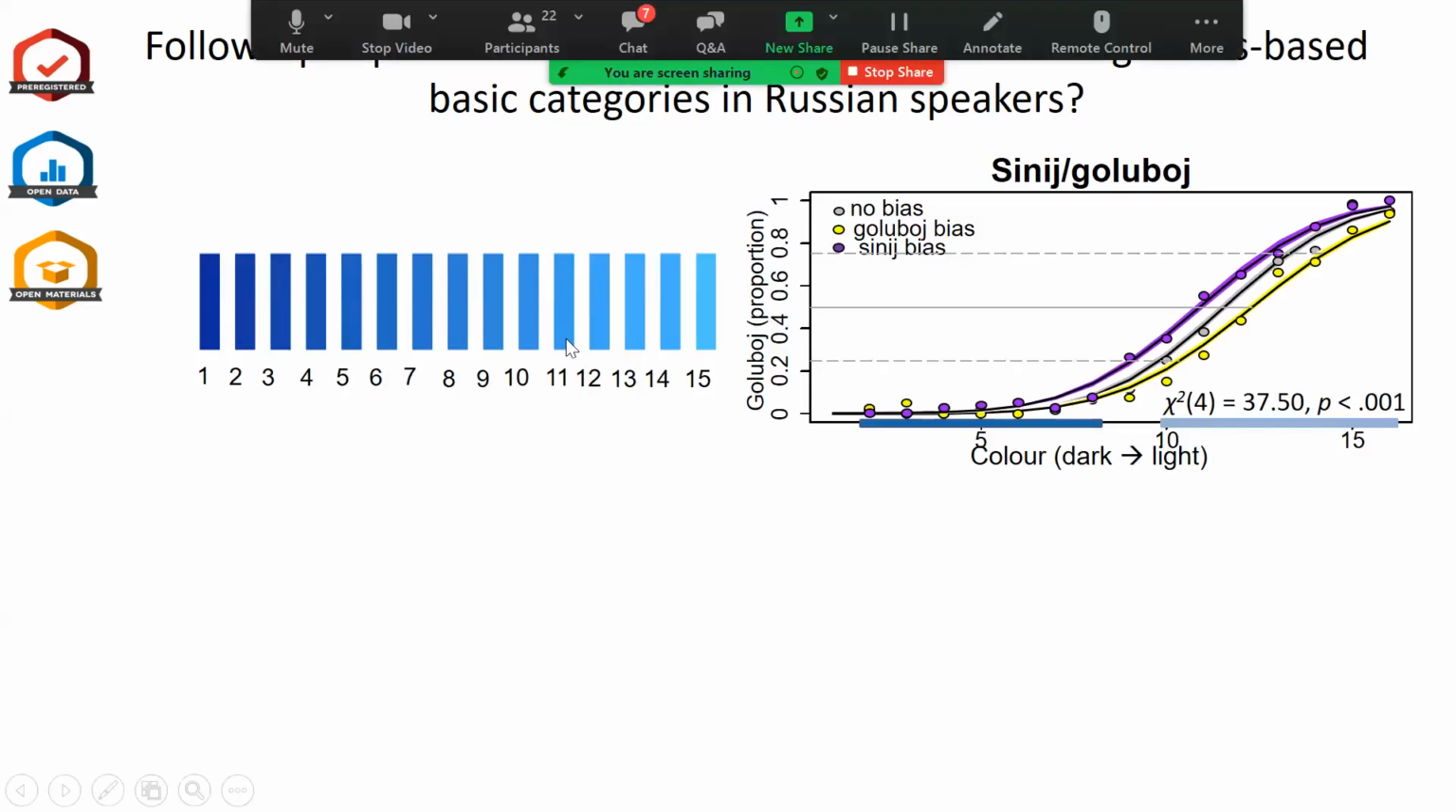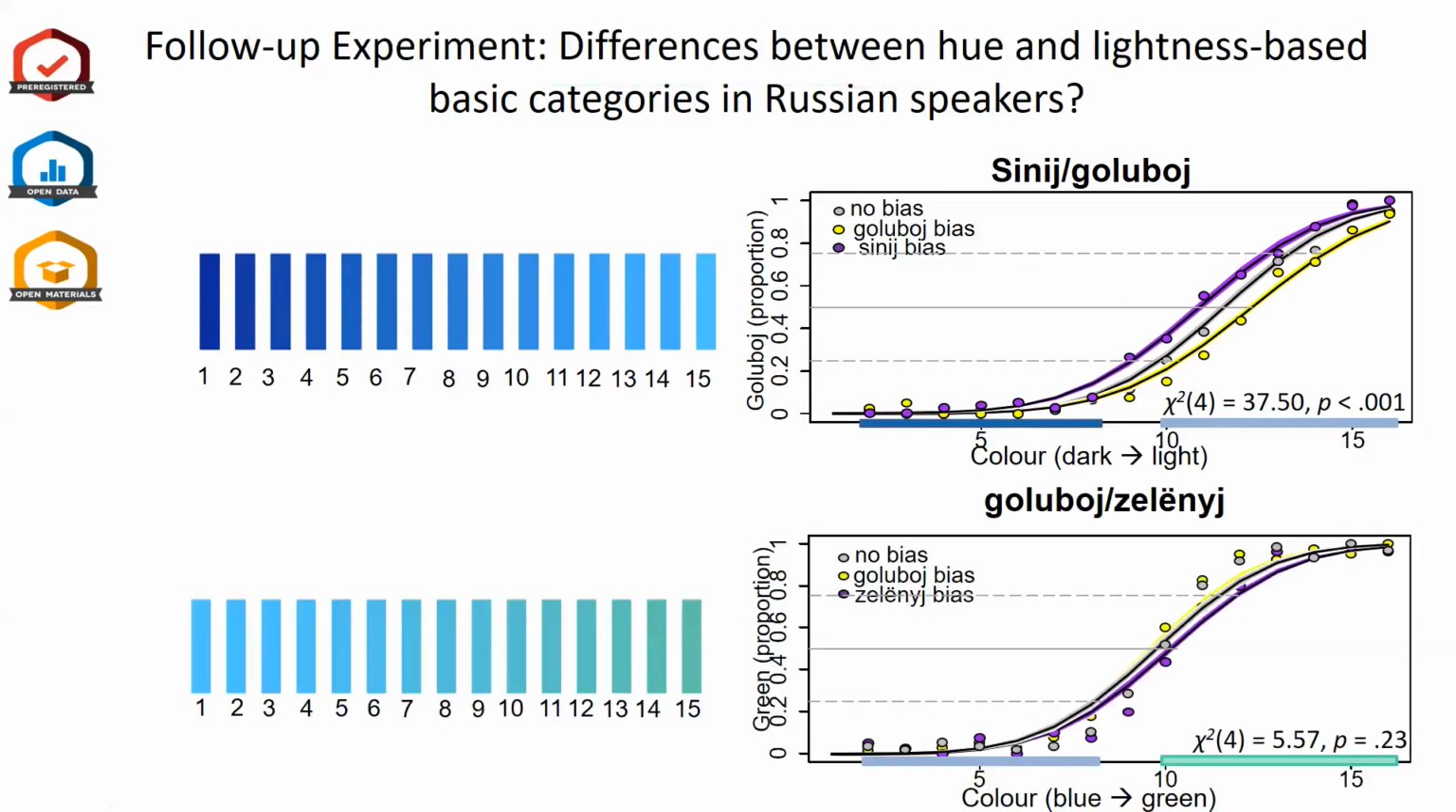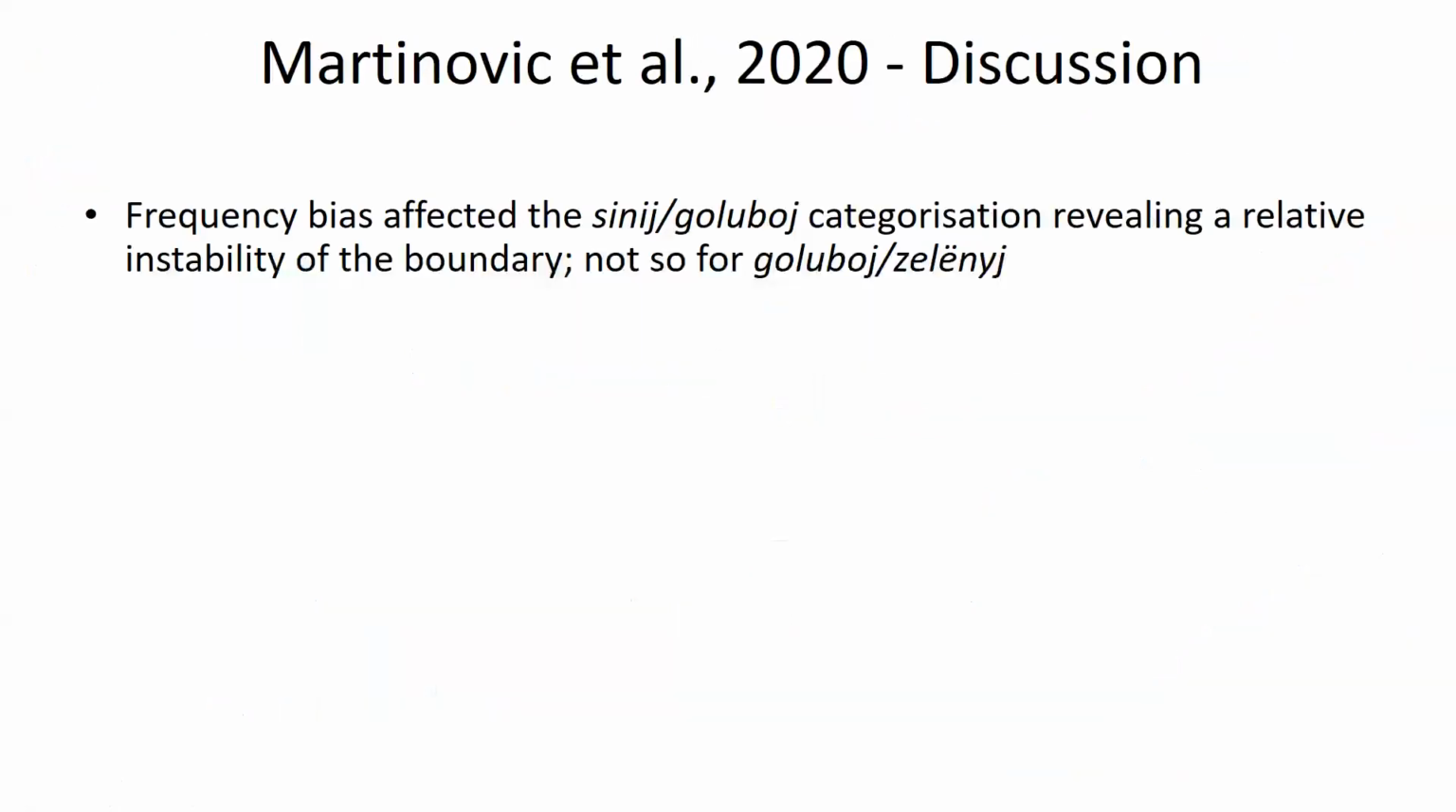So the boundary is now at a lighter color, and you can see that sinij bias and the goluboj bias shift the entire curve as what we saw before. But for goluboj green, or zeleny as in Russian, there is no effect of bias. So that's interesting, as it means that this boundary, the hue boundary, is more firm. We use the same steps in CIE LAB space to equate the colors, so they should be perceptually equally discriminable. So, as you can see, the frequency biases give us some very interesting observations about the stability of the boundary.